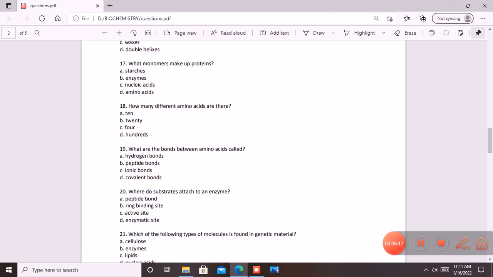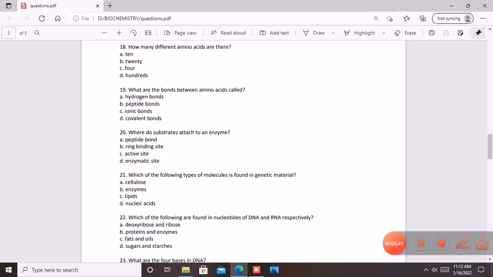Question 18 says, how many different amino acids are there? So we have 20 main functional amino acids. You have other structures, compounds that look like amino acids. They are not true amino acids, but the main true ones which form part of proteins in the human body are 20. So 20 amino acids functionally in the human body. Question 18, the answer is B.